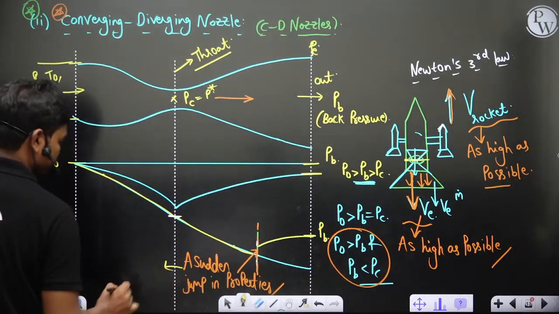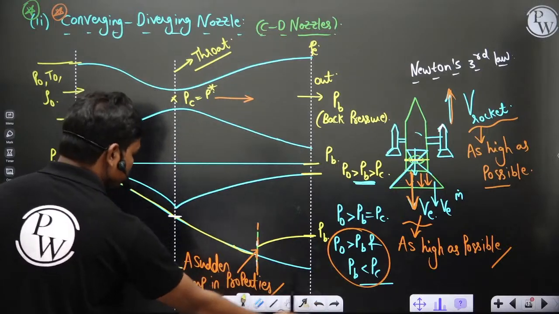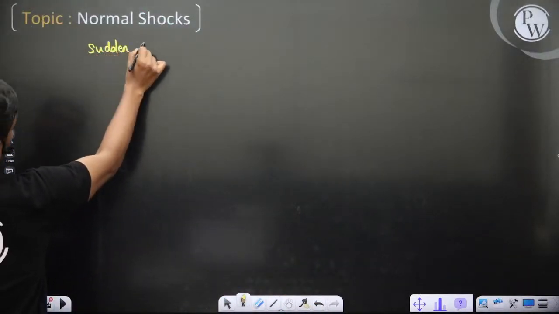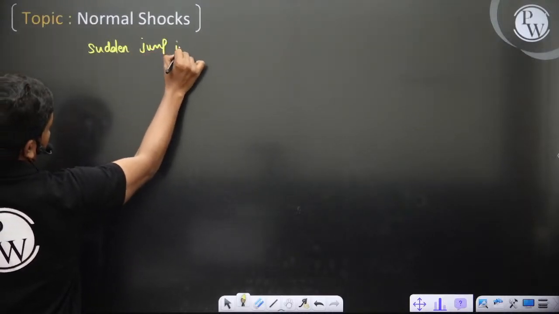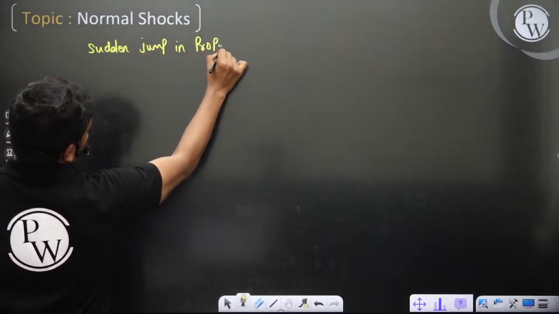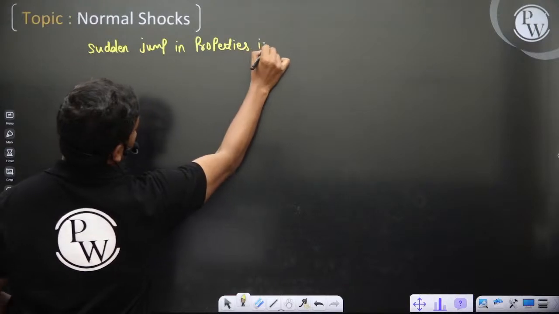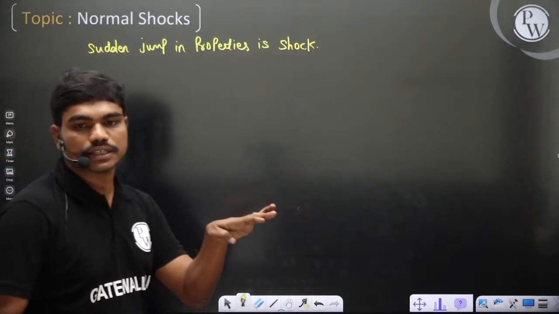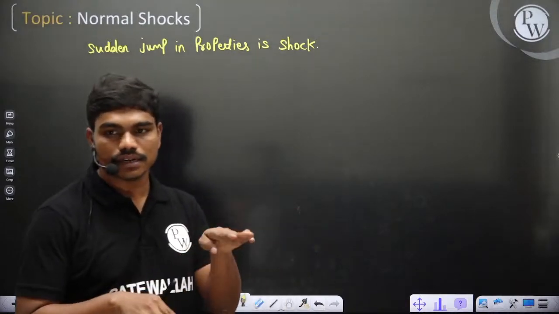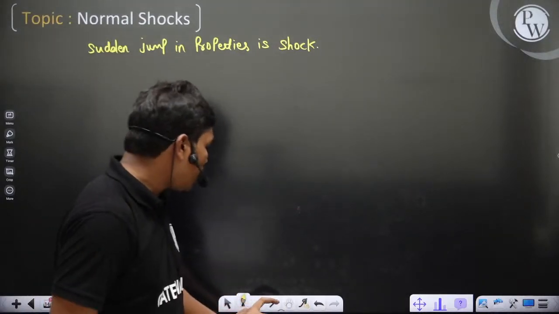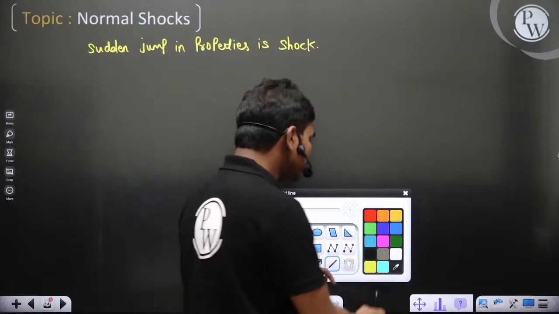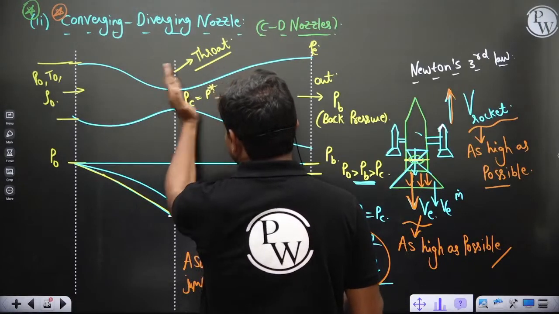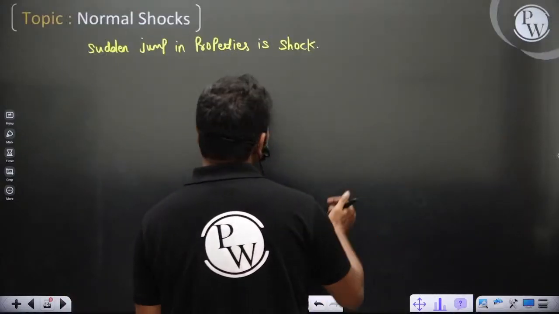This sudden jump in properties is shock. There is a sudden variation of pressure, temperature, all these things. There will be a sudden upstream jump actually. And here, if you have this diverging part, shocks happen only in the case of supersonic flow, because it happens downstream of the throat.